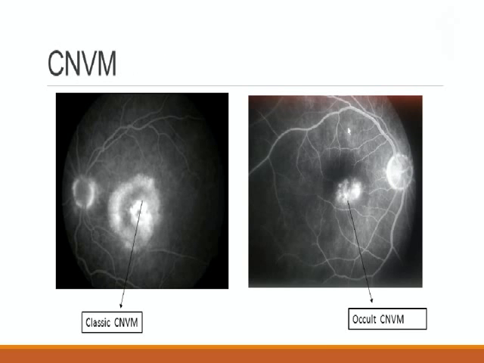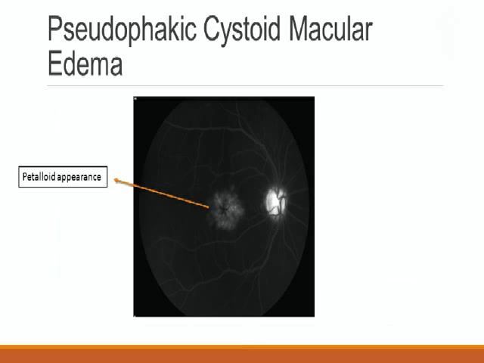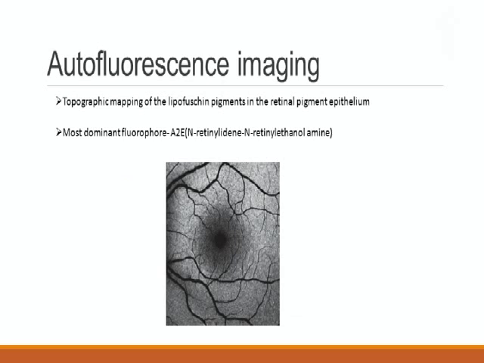In CNVM, in classic CNVM, we can see early hyperfluorescence due to early leakage, followed by a pooling. In occult CNVM, especially in the fibrovascular PED type, we can see the classical stippled appearance. Central serous chorioretinopathy can present as two classical pictures. One is the smokestack appearance, which is seen in 20% of the cases, and the other one, which is more common, is the inkblot appearance. In pseudophakic cystoid macular edema, we can see a typical petalloid appearance in the mid and the late venous phase.